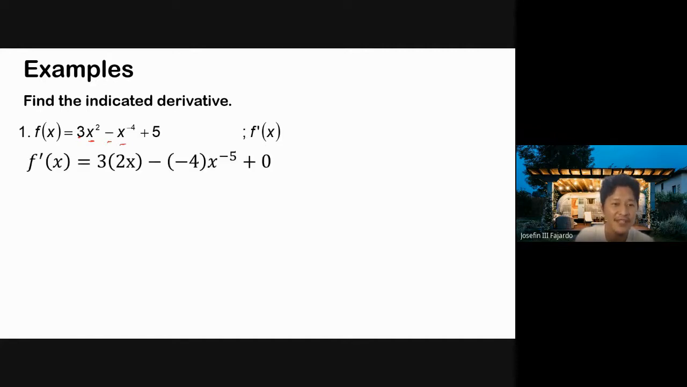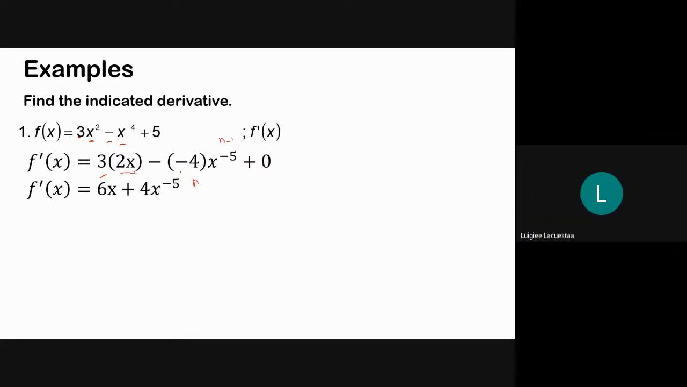So, we copy the constant, derivative ni x squared ay 2x, we copy the minus, n. Ito yung n. Ito yung n minus 1 natin. Negative 4 minus 1, kaya negative 5. Mag-ingat tayo sa pag-subtract ng signs, ha? And then, ito naman derivative ng constant, kaya 0. So, if we simplify this, this will just be 6x plus 4x to the negative 5. Okay? Question? None, sir.